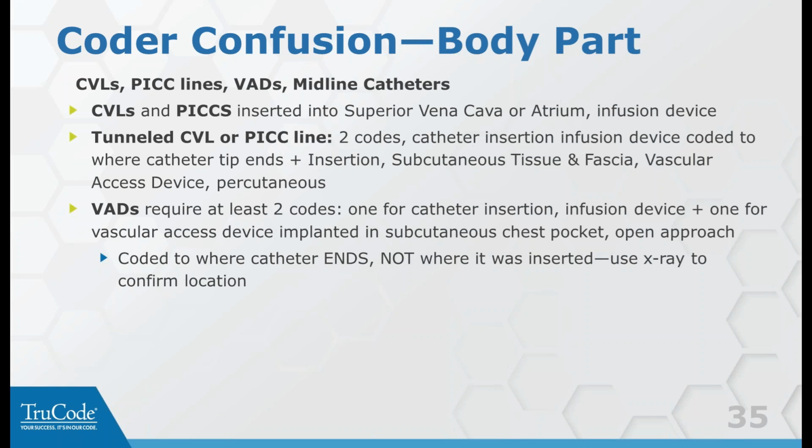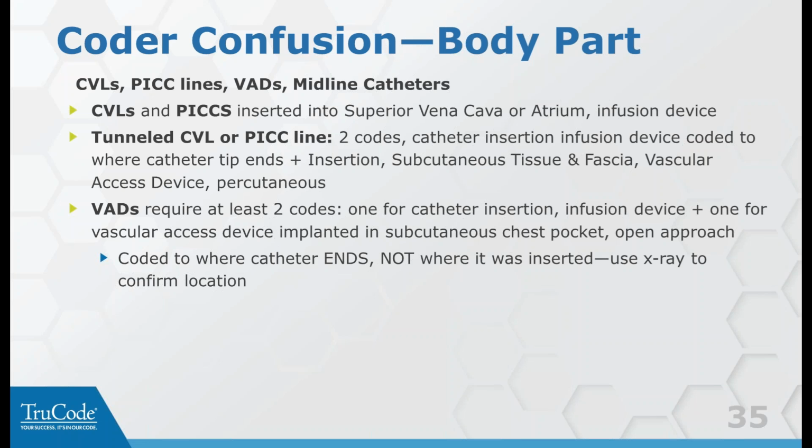The catheter itself is going to be coded just like the regular CVL and PICC line, where you're going to code insertion of an infusion device coded to where the catheter tip ends. And then the additional code for the tunneling is insertion, subcutaneous tissue and fascia, vascular access device, percutaneous. If you look up tunneled CVL in the index, you actually see that instruction where it says to use vascular access device, subcutaneous tissue and fascia. And the same thing with a VAD, a vascular access device.